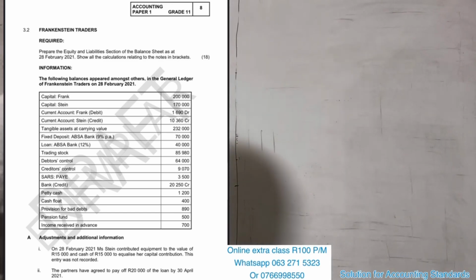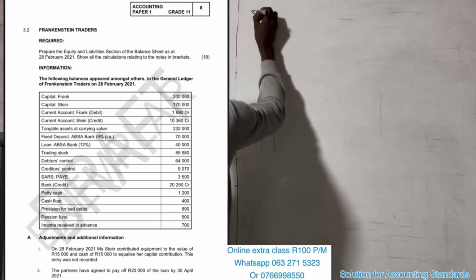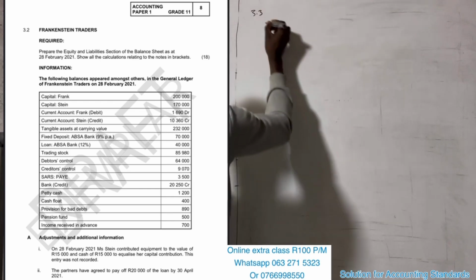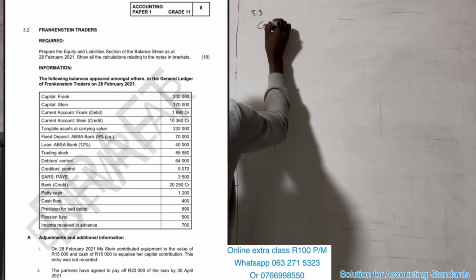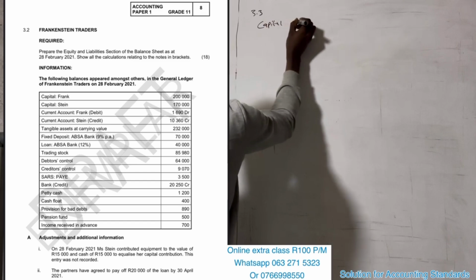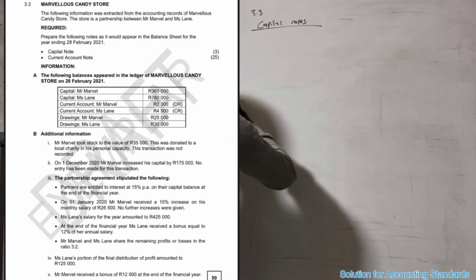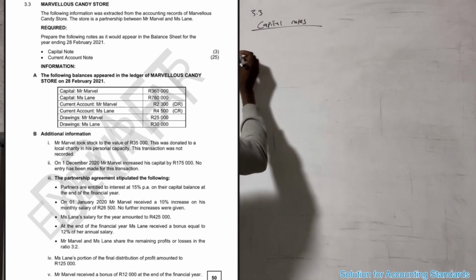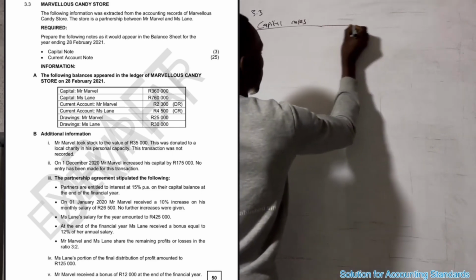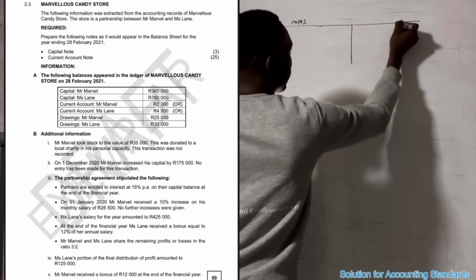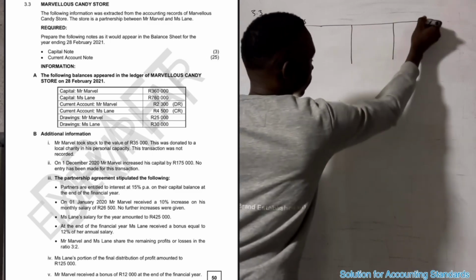Okay, now let's go to 3.3. Okay, we were required to prepare a capital note. Under capital notes, we are going to find two partners. Let's make it not long.